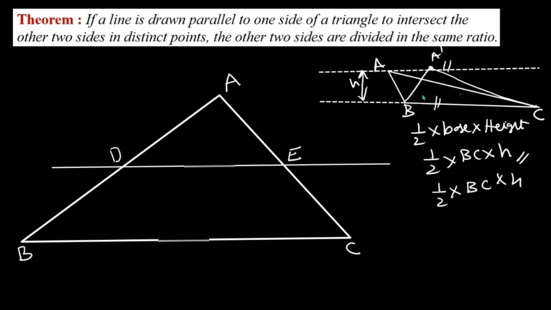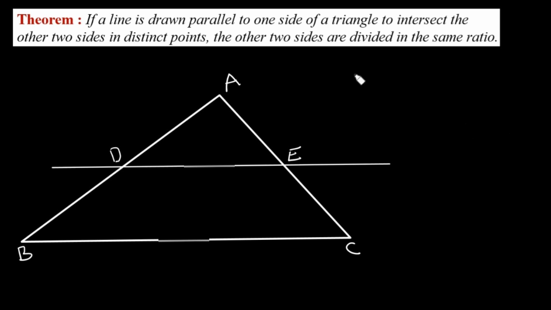So all the triangles you create between these two parallel lines on the same base have the same area. You remember this concept. This is the key thing to prove this theorem.